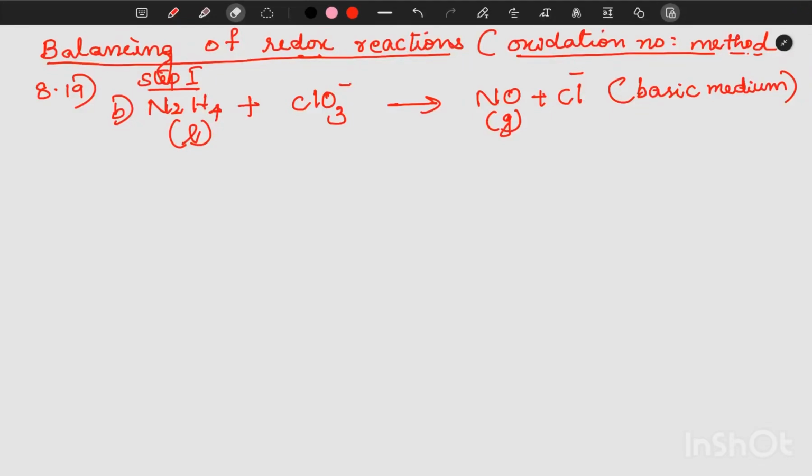Balancing of this equation by oxidation number method in basic medium. For that, assign oxidation state to each atom in the equation. In N2H4, the oxidation state of hydrogen is +1. So 4 hydrogen atoms, 4 into +1 is +4, and 2 nitrogen atoms, 2 into -2 is -4. So 1 nitrogen atom will get an oxidation state of -2.